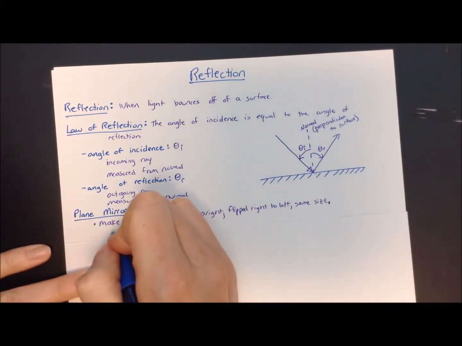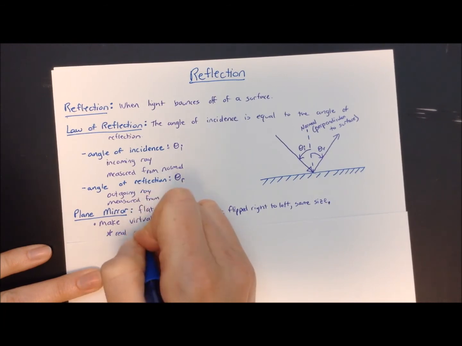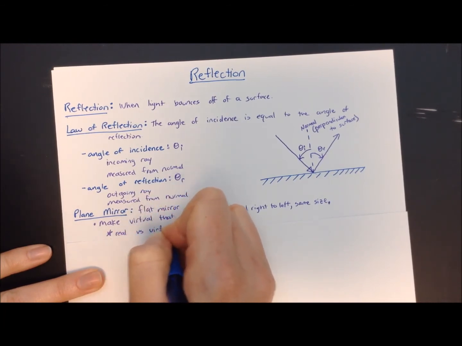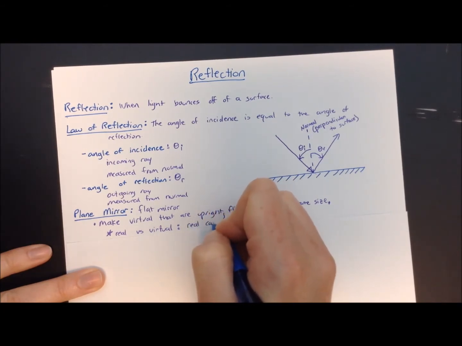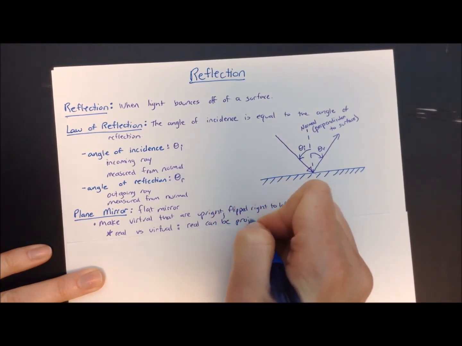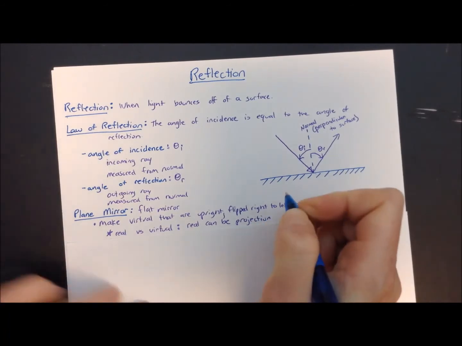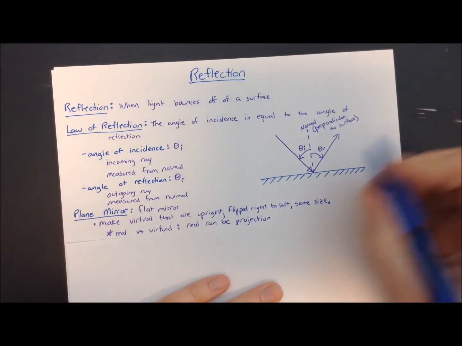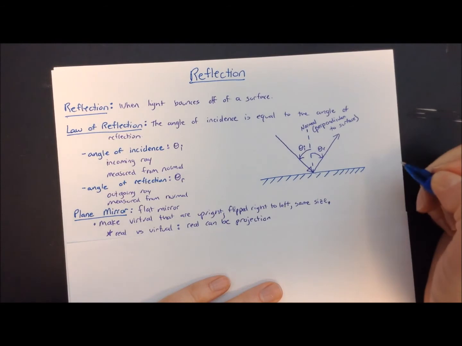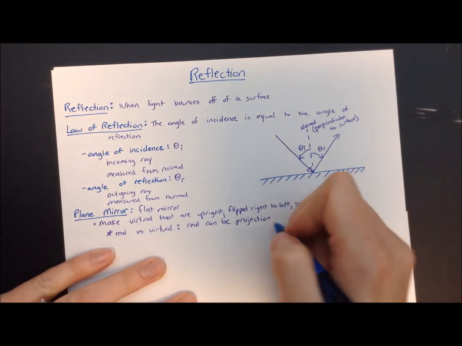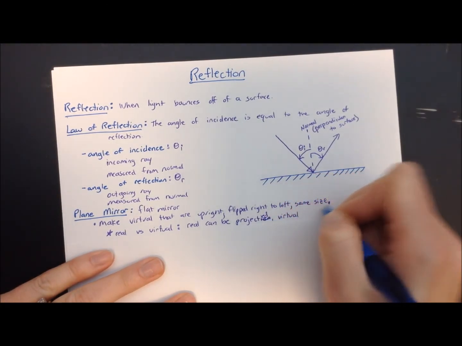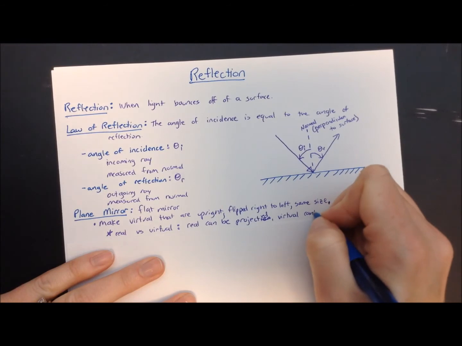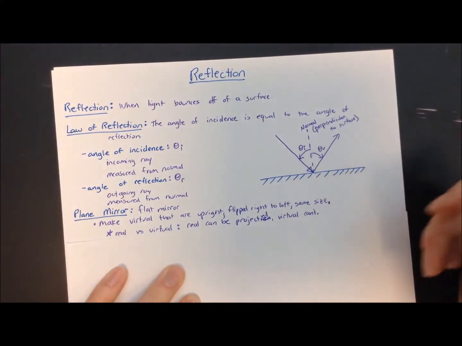But I do want to talk about what's the difference between real and virtual. A real image is one that you can project. This is like the smart board makes a real image. That projector up there makes a real image because I can shine it onto something. But I can't do that with a plane mirror. Okay, real can be projected. Virtual can't. You can see a virtual image, but you can't get it to be on a piece of paper.